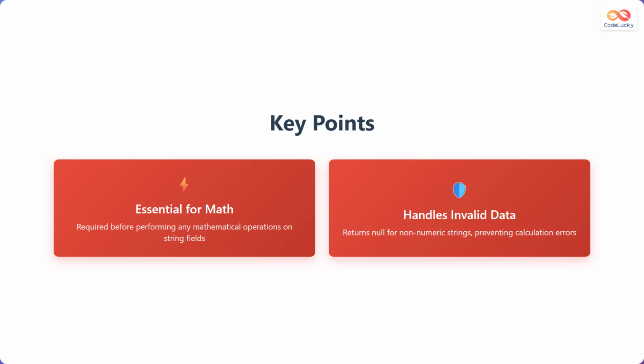Remember these two critical points about the tonumber command. First, it is essential for mathematical operations. You must convert string fields to numeric format before performing any mathematical calculations or statistical functions. Second, the tonumber command handles invalid data gracefully. When it encounters non-numeric strings or invalid data, it returns null instead of causing errors. This built-in error handling prevents calculation failures and ensures your searches continue to run smoothly even with inconsistent data quality.